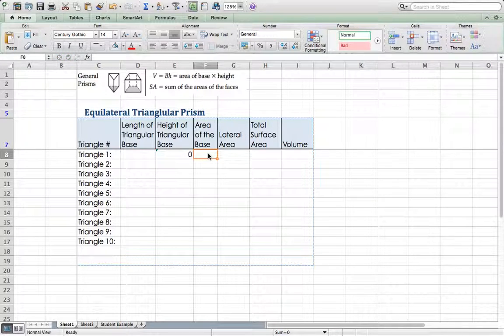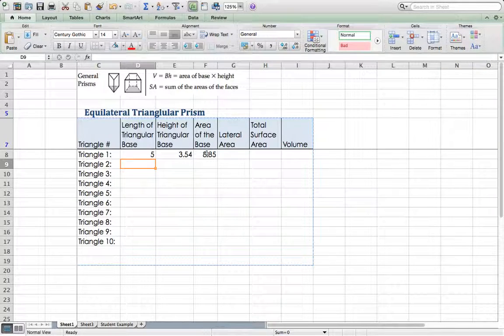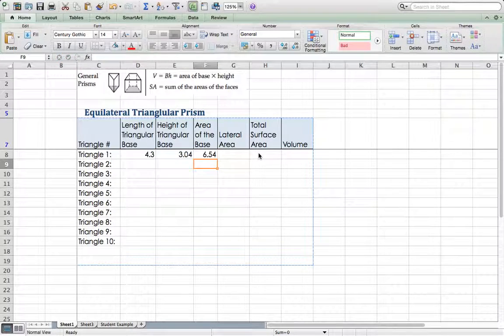Okay, so the area of the base, it's a triangle, so I'm going to do 1/2 the length of the base, so I need to put times, which is D8, times the height, which I just calculated in E8, times E8. So if this was 5, oh, and this is rounding because this is rounded. But you have to be careful, like if I said this was 4.3, look, that's too long. So I also need to round it. So I'll put round. There's the number of digits, 2 digits.